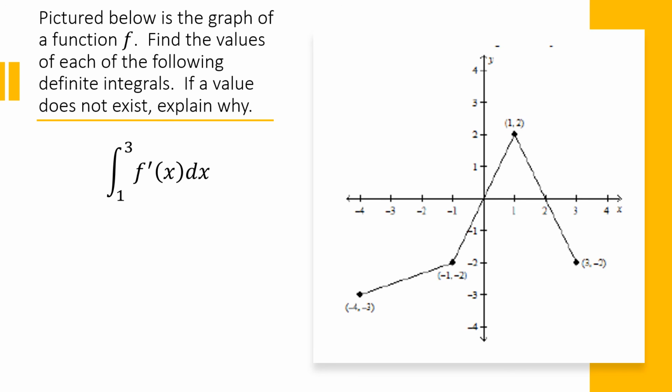All right, last example, we have the integral from 1 to 3 of f prime of x. So again, f prime with the integral is simply the function itself. And so they're really asking for f of 3 minus f of 1. F of 3, looking at my graph, f of 3 is down here at negative 2. And f of 1 is 2. So I have negative 2 minus 2, which is negative 4.